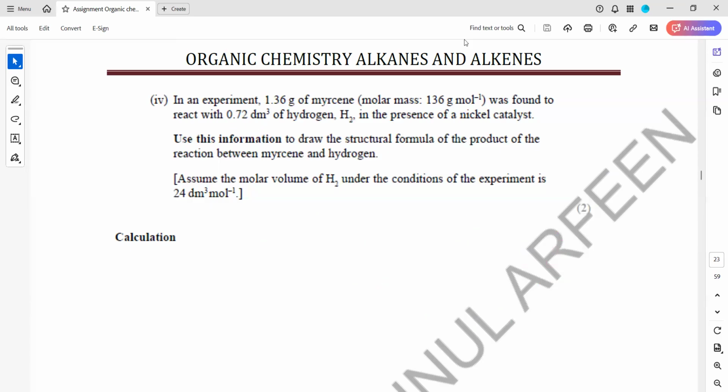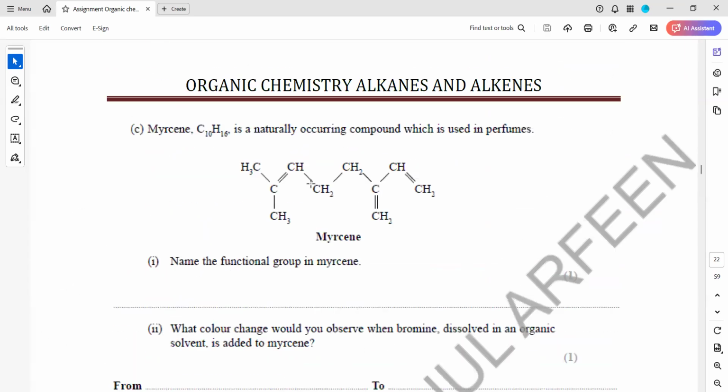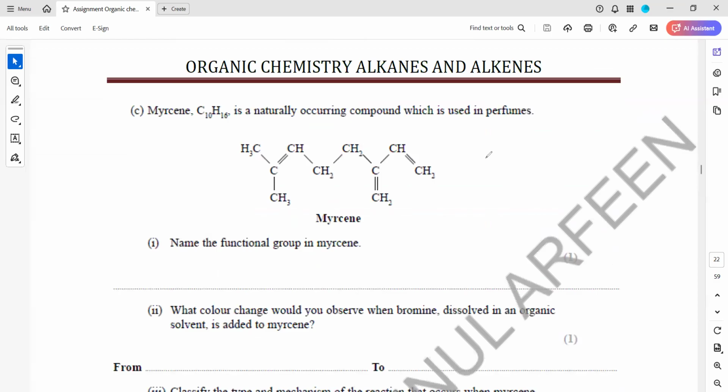We want to draw the structure of the product. If this is reacting with 3 moles of hydrogen, the double bonds will break, this double bond, this double bond, and this double bond. And we'll have a single bond here. And this will be C2, this will be C3, CH, and this will be CH2 and CH. Six hydrogens will be added, two for each double bond. So as a result, we will have a final product, which is an alkane.